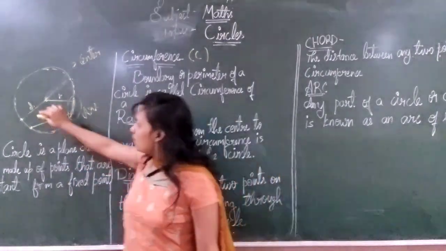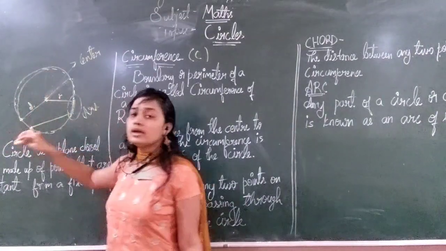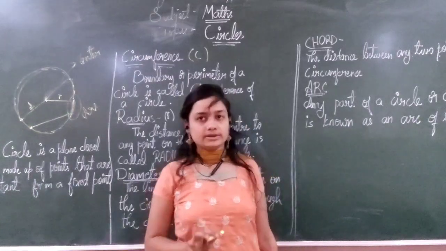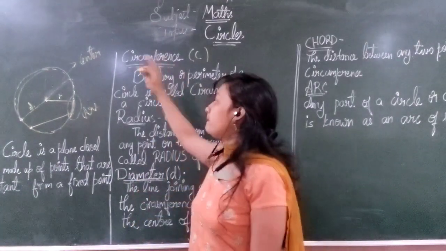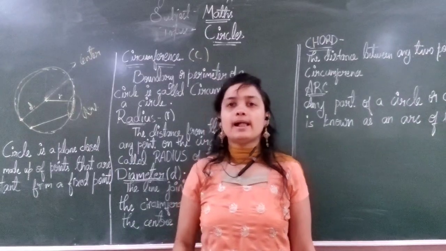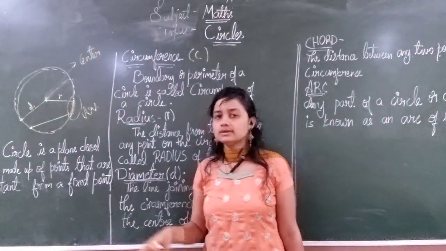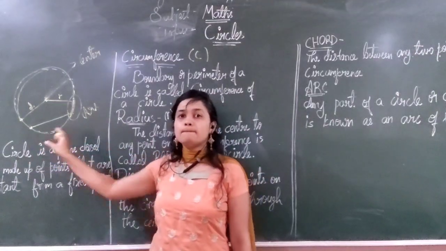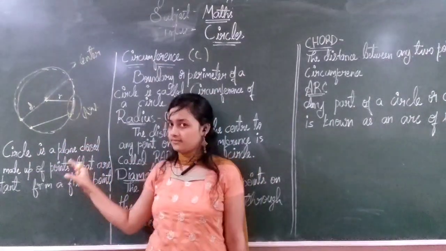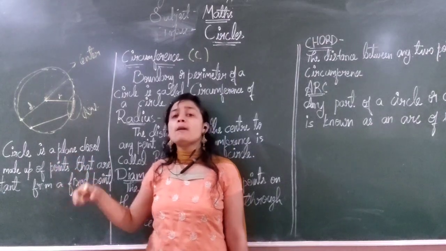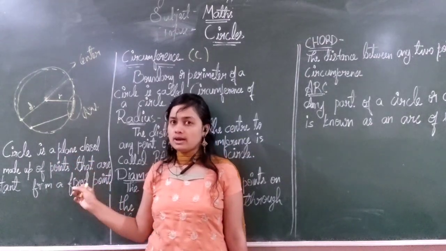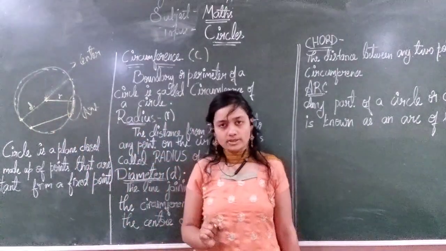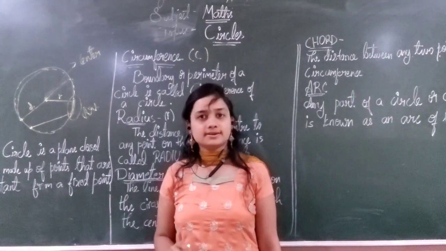I have taken here, or I can take from here to here also, any part of the circumference. So now we have finished learning about the parts of a circle. I'll repeat now what we have learned. First, the definition of the circle. Circle is a plane closed figure made up of points which are all equal distance from a fixed point. This is the definition of circle.